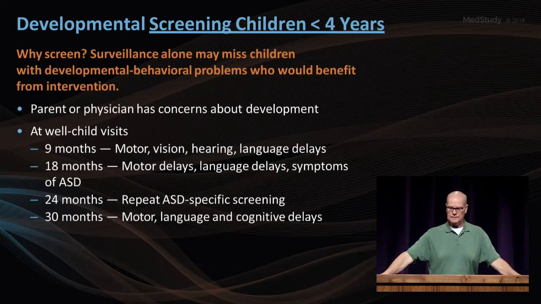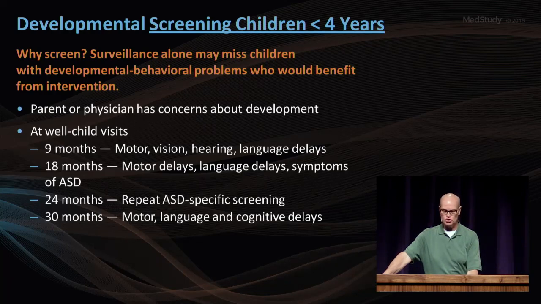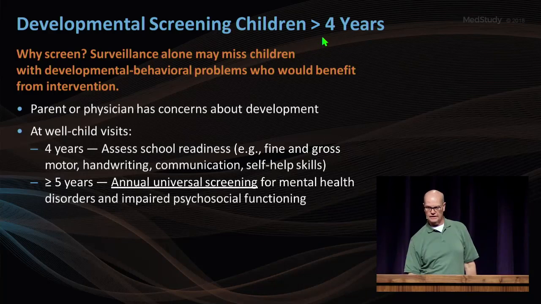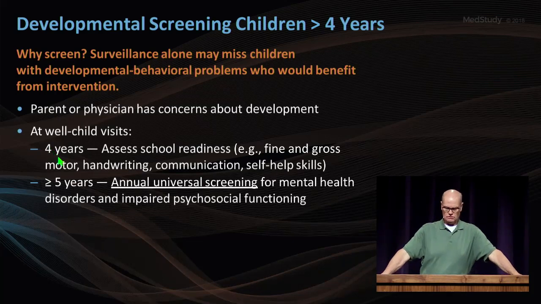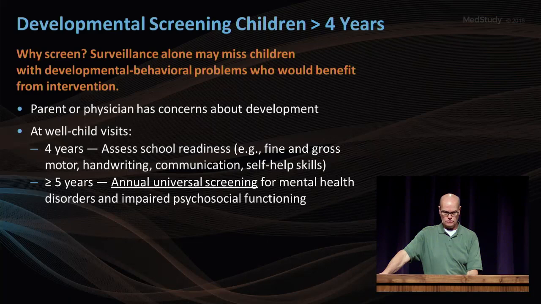So here are the recommended screens at 9, 18, 24, and 30 months, with all being important, looking at gross and fine motor skills, vision and hearing, language development, and any concern about autism spectrum disorder. Greater than 4 years, you're assessing for school readiness at 4 years, and annual universal screening for any impairment of psychosocial functioning should begin at 5 years of age.